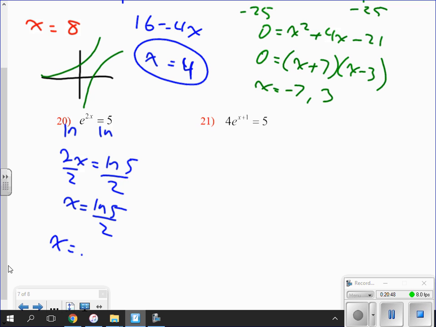Ooh, there's one. We got it right. And somebody who got it wrong. Oh, I got it. 0.8047. Generally with logarithms, the rule is 4 decimal places, but 3 is actually okay with me.